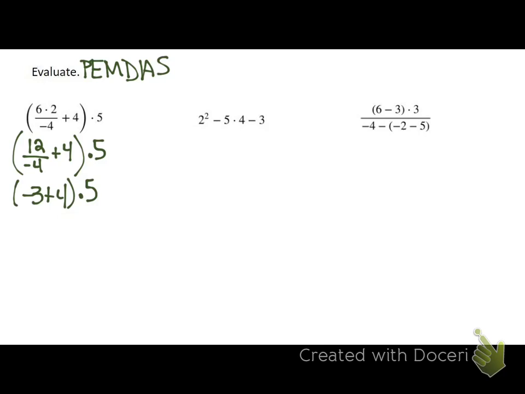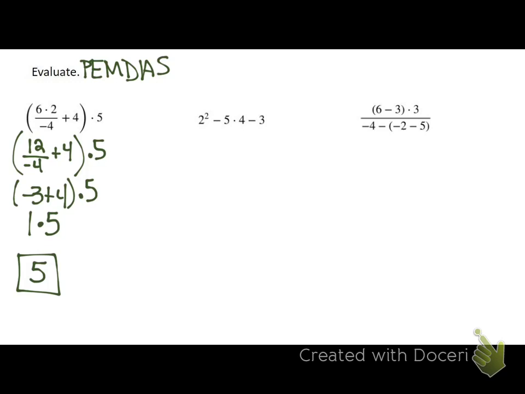Dylan, now what? -3 + 4. And what's the answer, guys? Louis. How do we do on that?